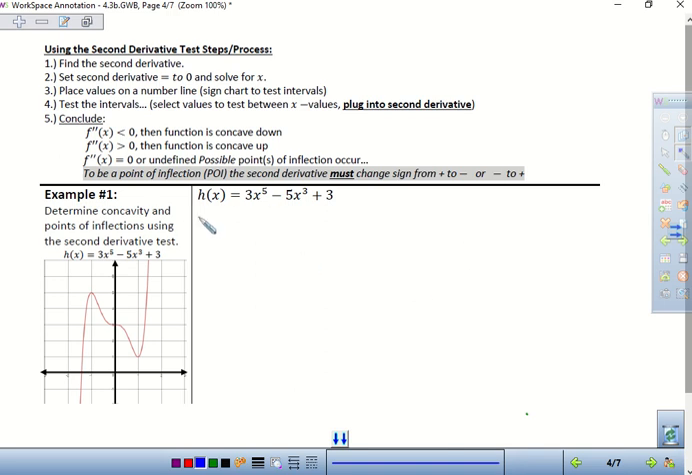So step 1 is to take the first derivative of the function, which is going to look like this. Then step 2 is to take the second derivative from the first derivative. So now we're taking the derivative of the first derivative, which will come out to be 60x cubed minus 30x. Once you have the second derivative, you're going to set it equal to 0.